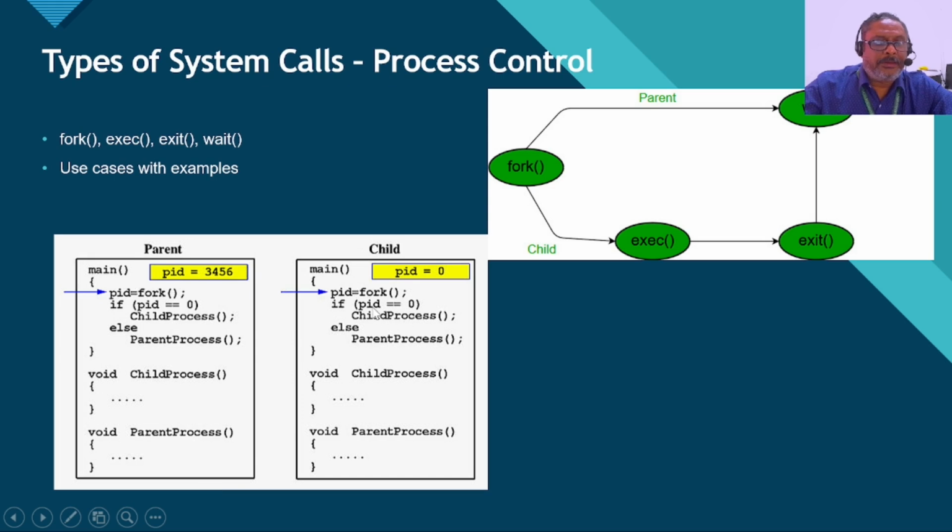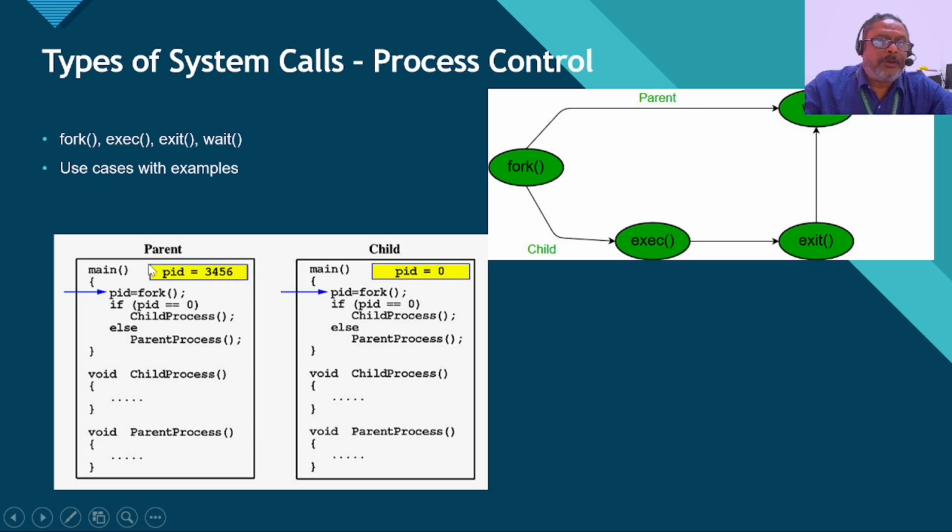So let's take an example here. You can see that there are two codes exactly the same. The first line is main, then PID equal to fork, then if PID equal to 0, then child process, else parent process. Look on the right side: PID is fork, if PID is 0, then child process, else parent process. Then the child and parent processes are defined.